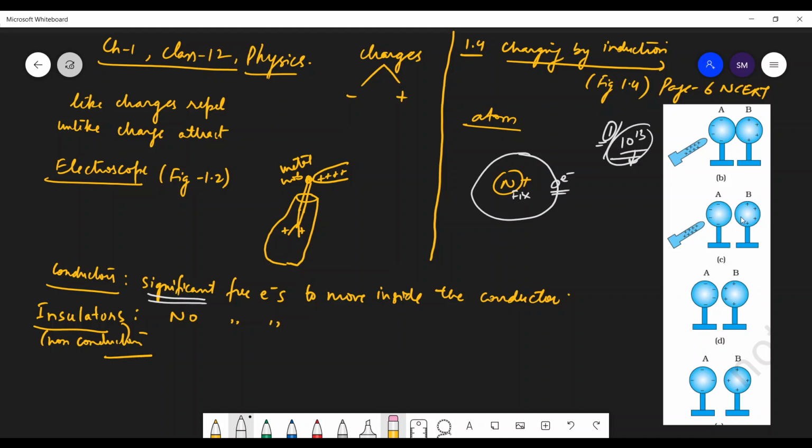So now I have separated the spheres. This negative charge will spread on sphere A, and as they are not in touch, positive charge will spread on sphere B. So without touching the spheres, these spheres have acquired charge by charge separation, and this charging is known as charging by induction. You can see example 1.1 also.